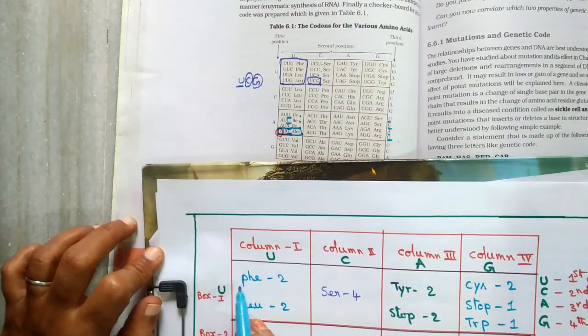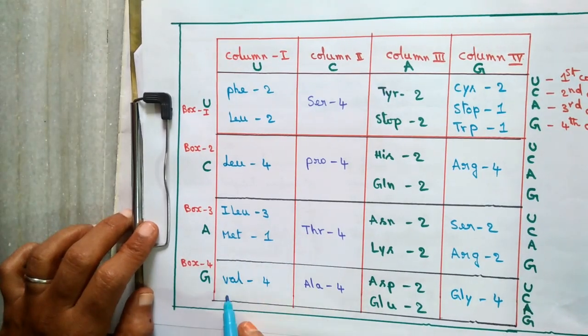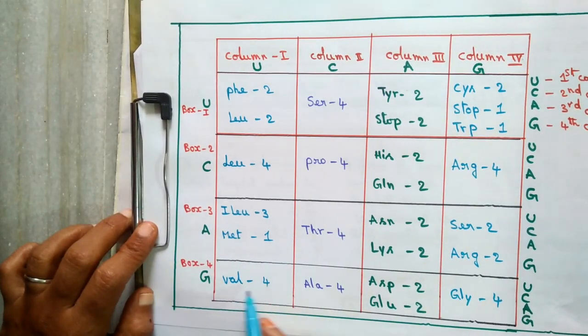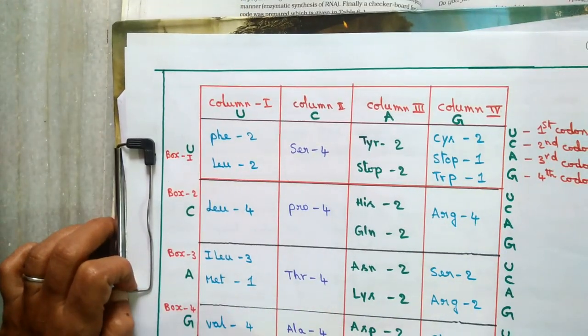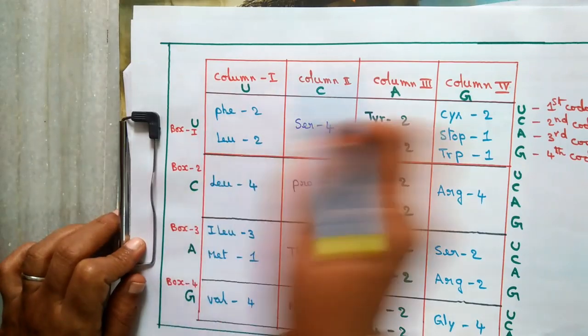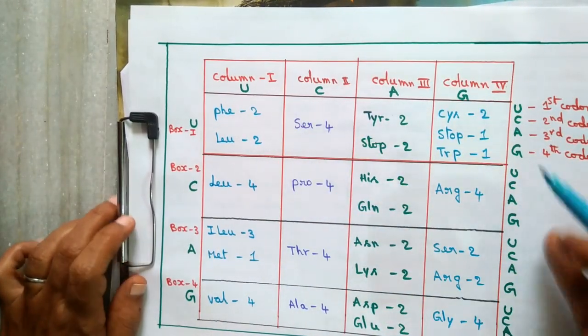So in the first column, what are the amino acids? Phenylalanine is an amino acid coded by 2 triplet codons present in the first box. Leucine is an amino acid coded by two triplet codons present in the first box of the first column. Again, next leucine 4, isoleucine 3, methionine 1, valine 4. That means valine is an amino acid coded by 4 triplet codons present in the fourth box of the first column. Like this, we have to make the columns and remember these amino acids.